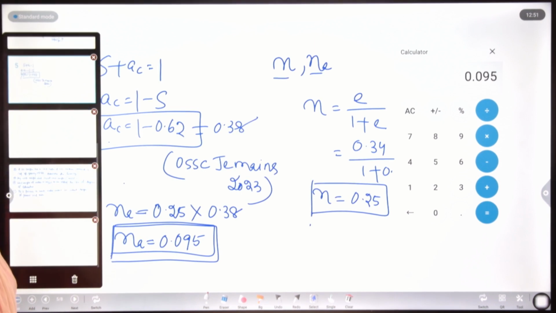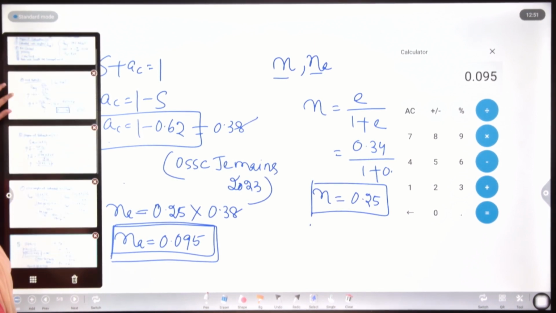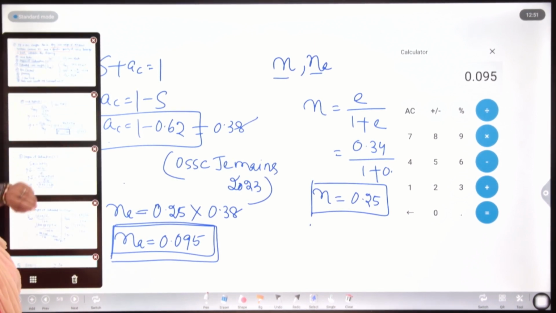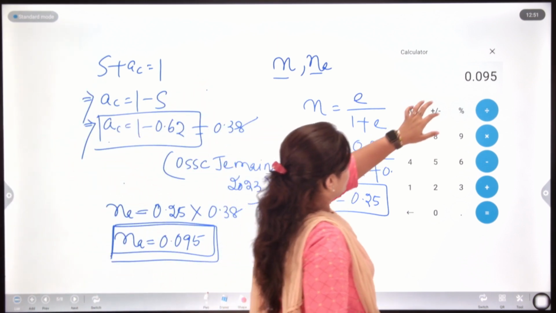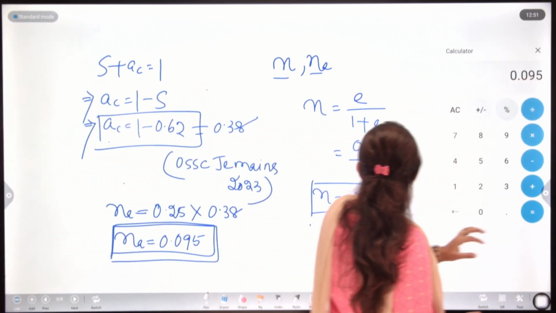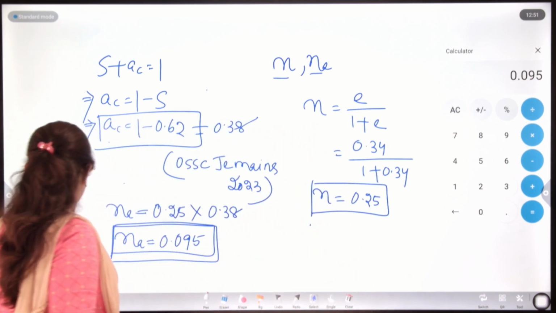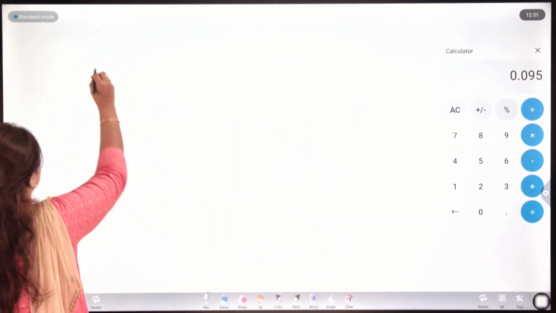Now, we will calculate bulk unit weight and submerged unit weight. As we have all these values, we will calculate bulk unit weight.